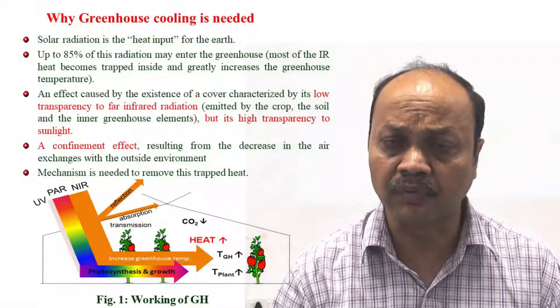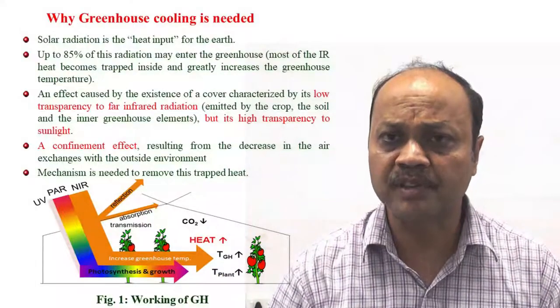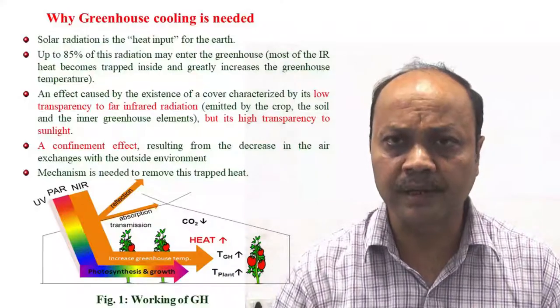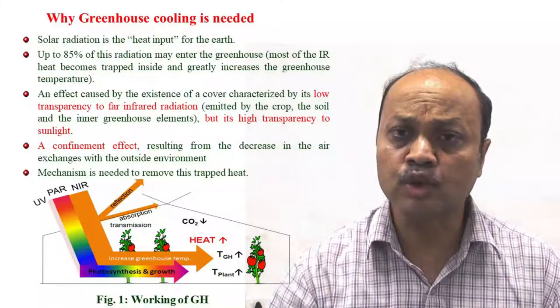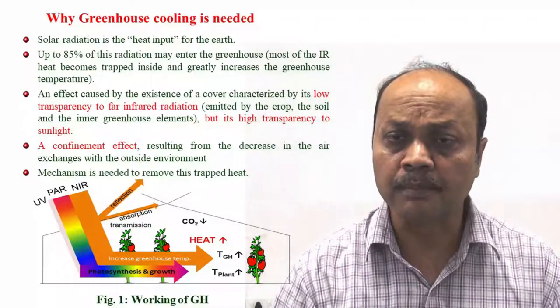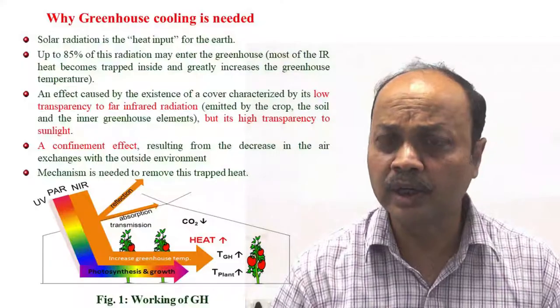Even in winter, if you see 90% of India, the minimum temperatures go between 5 to 10 degrees, right? But the highest temperatures go above 40 degrees C. So in that case, in a major part of India, especially during summer season, cooling of the greenhouse is required.